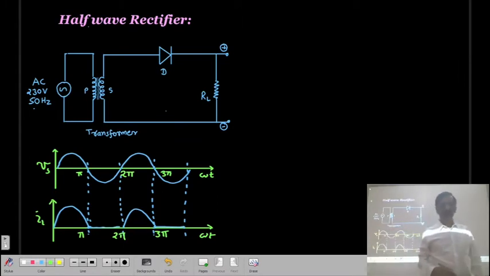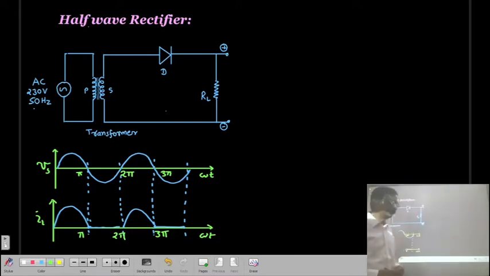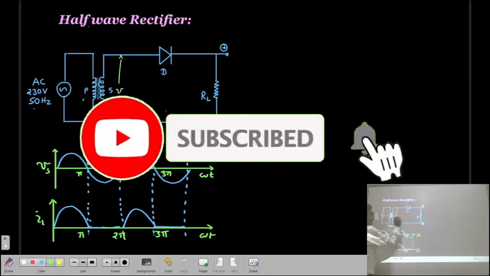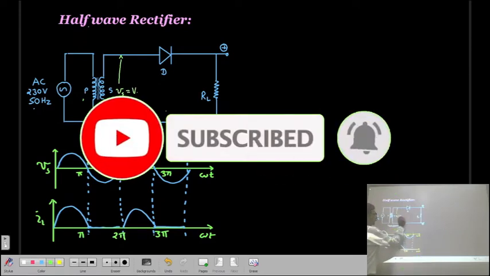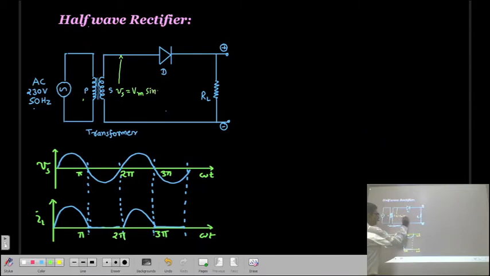So in the previous lecture, we discussed the working of the half wave rectifier. I already mentioned that our AC voltage, that is the mains voltage, 230 volt, is applied to the primary of the transformer, and in the secondary, the voltage is going to be induced. This voltage is given as Vs, and it is mathematically represented as Vm sin omega t. So here this Vs voltage is like this, and here we have a maximum voltage Vm.